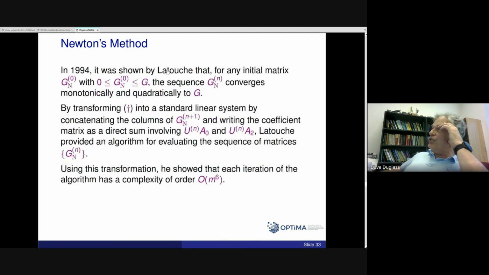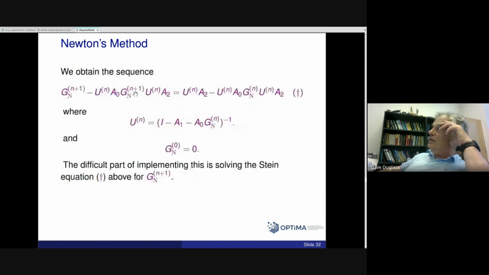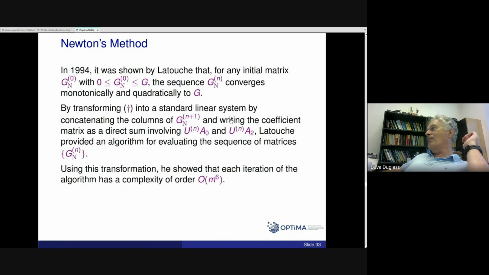In 1994, Guy showed that for any initial matrix G0, the sequence G_n converges monotonically and quadratically to G. So that's good. It does do what we expect it's going to do, converge quadratically. So he then decided he was going to implement it. And what he did is transform this equation that's got the G stuck in between these matrices. What you can do is concatenate the columns, write that as a vector, and then you can write the coefficient matrices as a direct sum of stuff and solve for that vector and then reassemble it as a matrix. And he did all that, and he provided an algorithm for evaluating the sequence of matrices.